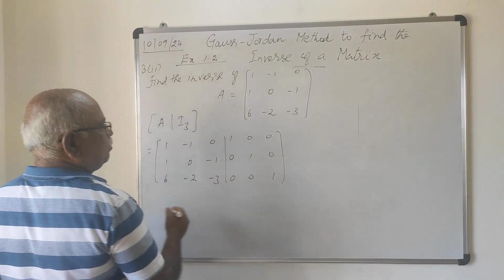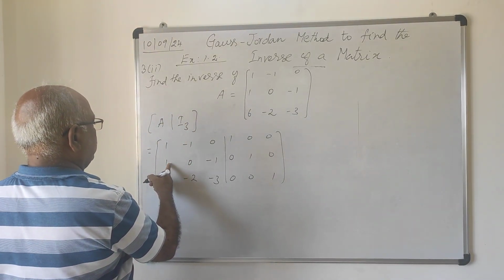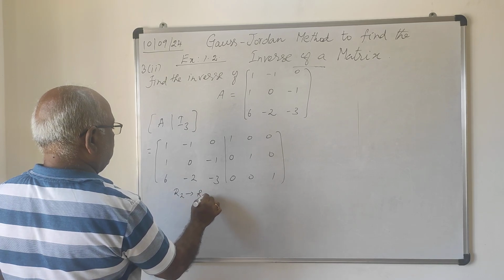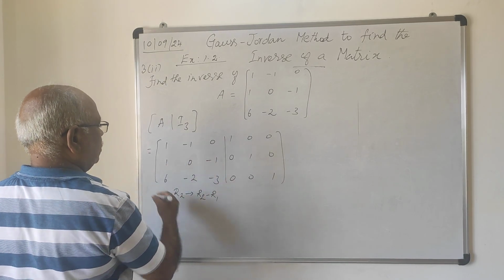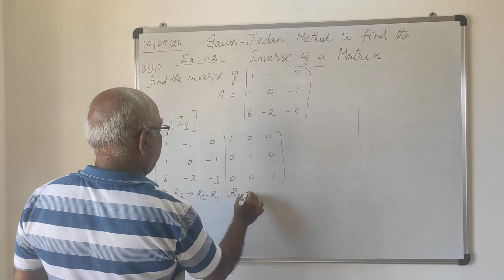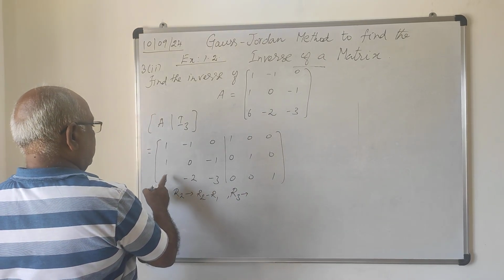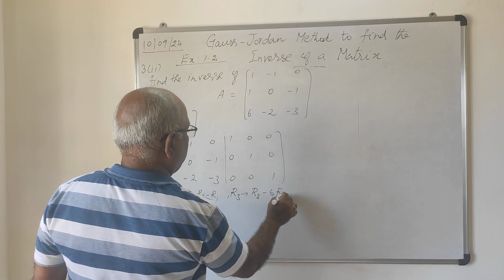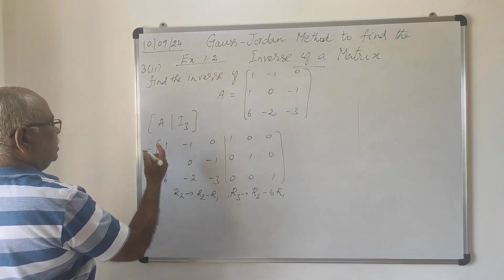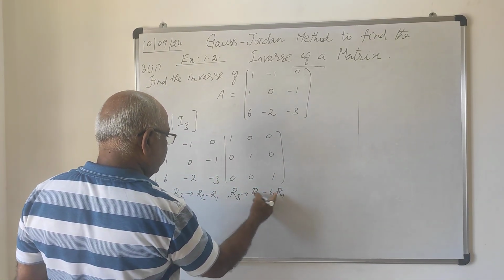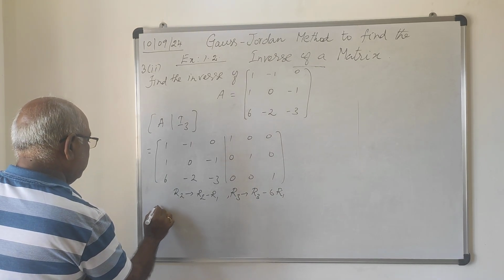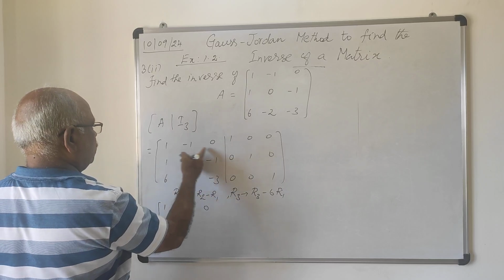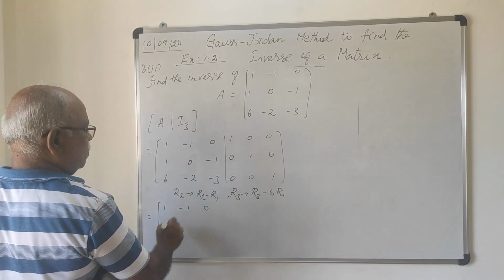For that I am operating R2 is R2 minus R1. Similarly R3 is R3 minus 6 R1. 6 times R1 is 6. 6 minus 6, 0 you will get. So by giving these two operations, first row 1 minus 1 0 as it is, right? No change in the first row.